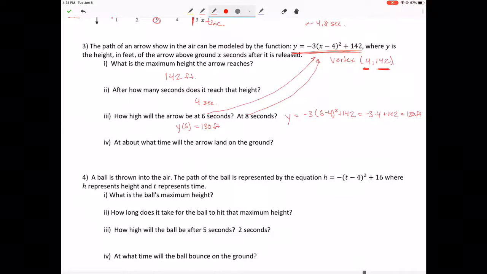Okay, and then you could do the same thing at time equals 8. That gives us -3 times (8 minus 4) squared plus 142, and you can just put that in your calculator, and that gives you 94 feet. So y of 8, the function at 8 seconds, gives us 94 feet. Okay. And about what time will the arrow land on the ground?